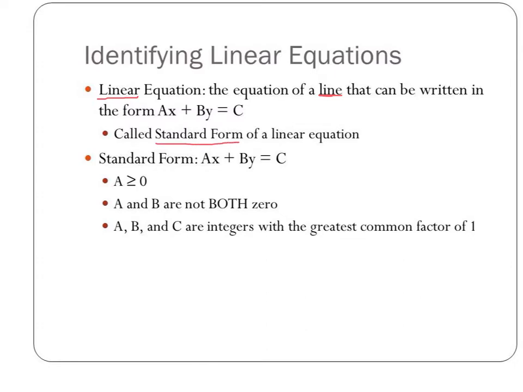To correctly be in standard form, you need all three of these requirements. A has to be greater than or equal to 0, which would mean A can't be negative. A and B both can't be 0, because if A and B were both 0, you'd have 0x plus 0y, which would be just 0. So they can't both be 0. And A, B, and C all have to be integers whose greatest common factor is 1. So integers means no fractions. So A, B, and C, none of them can be fractions. And their greatest common factor is 1.